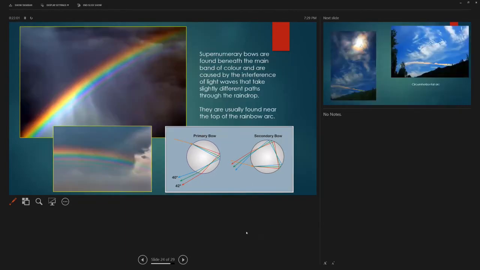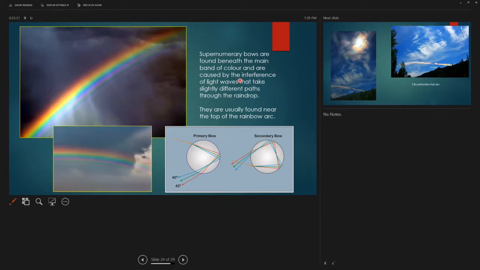If you look closely, you can get what's called supernumerary arcs underneath the rainbow. They tend to be pretty transitory. Very, very seldom have I been ready with a camera when I start to see them, but you can see when you do some enhancement that they can form a wonderful set of patterns.